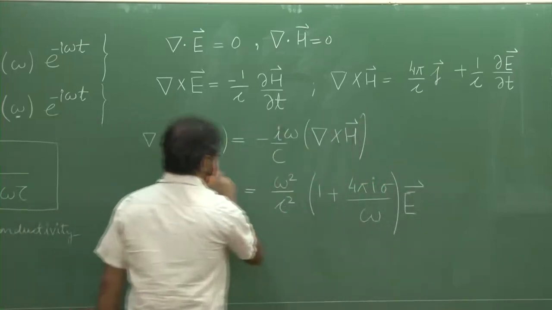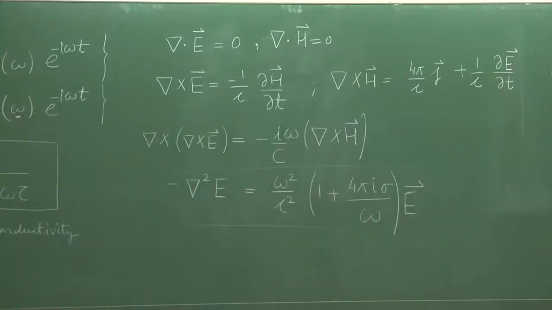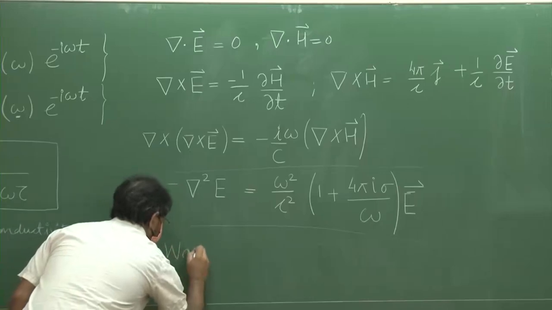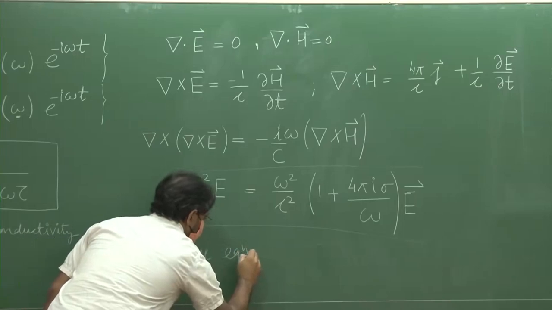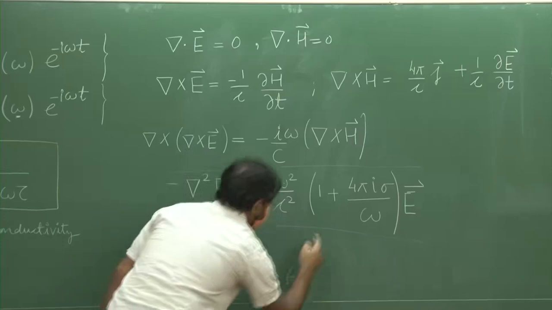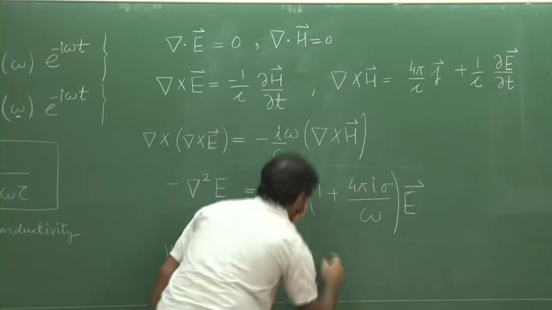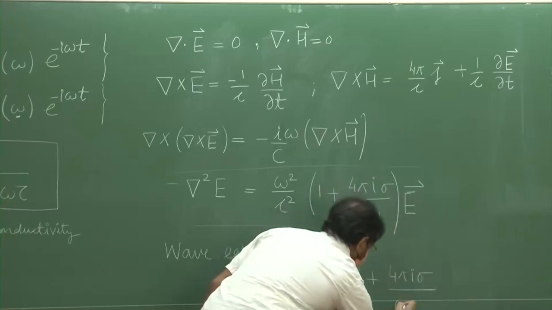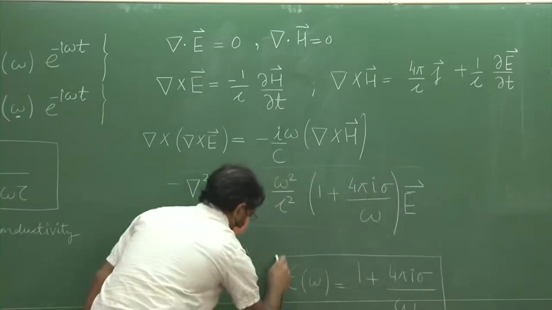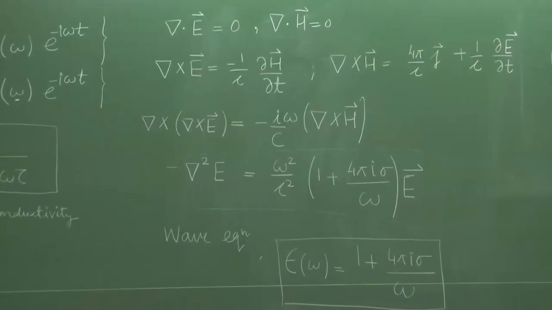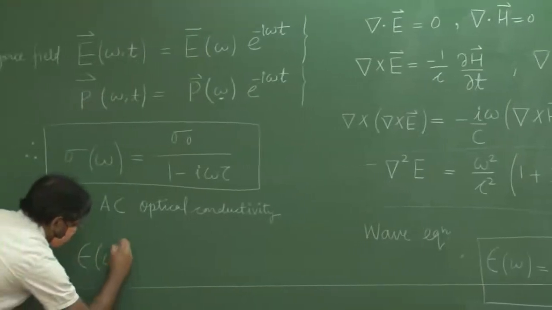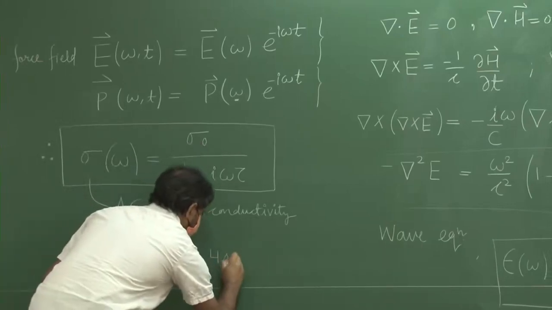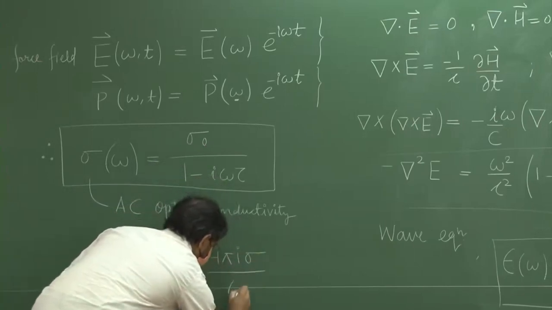Okay. So, do you recognize this equation? This is a wave equation, right? Where you have a complex dielectric constant. So, this is a wave equation with a complex dielectric constant, and this dielectric constant epsilon, which depends on omega, is now given by 1 plus 4 pi i sigma over omega. So, I will write it here. The expression that we obtained for the dielectric constant of metal is this, 1 plus 4 pi i sigma over omega.